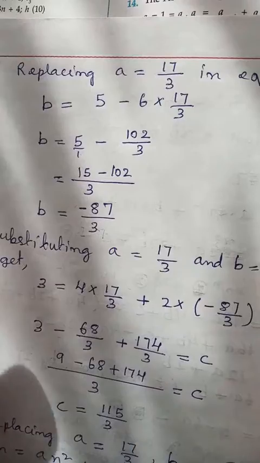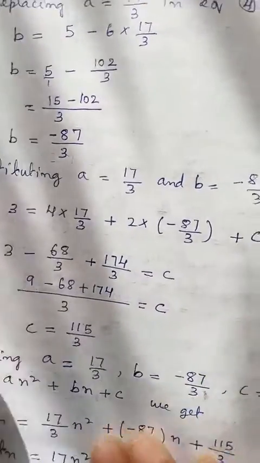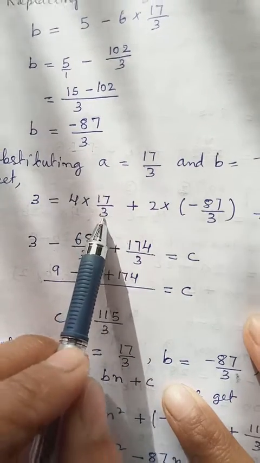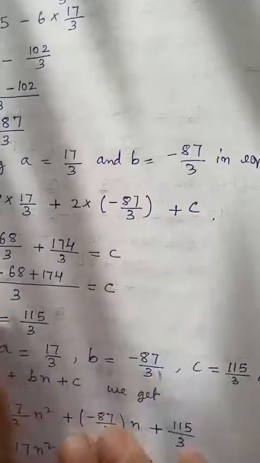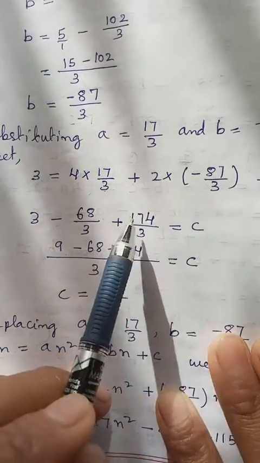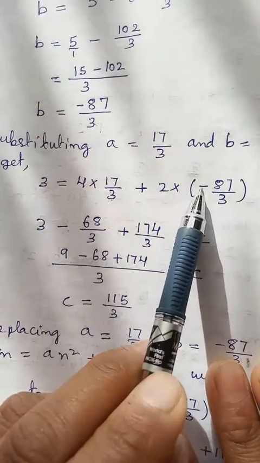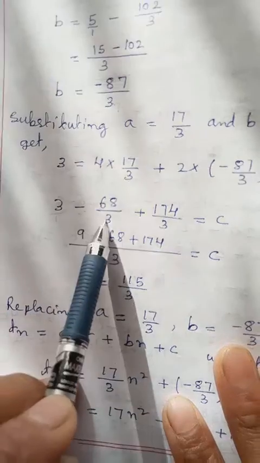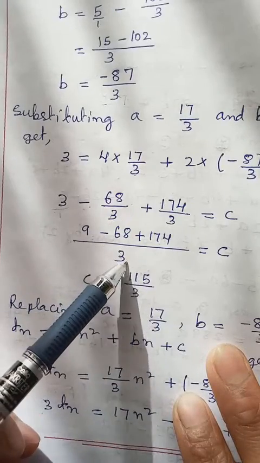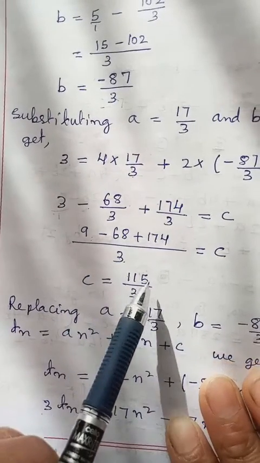So now A we get, B we get, we have to find C. So let us replace either in equation 1 or equation 2. Let's replace it in equation 1. Here in place of A, we get 17 by 3. In place of B, this C we still leave there. So 4 into 17, 68. Then 2 into minus 87, 174. We want C, transfer all this to that side. This is plus, become minus. This is minus, it will become plus. So here we find LCM, 3. 1 divide 3, 3. 3 into 3, 9. 3 divide 3, 1. Same. So here this 2 we plus, then we minus. We get 115 by 3.